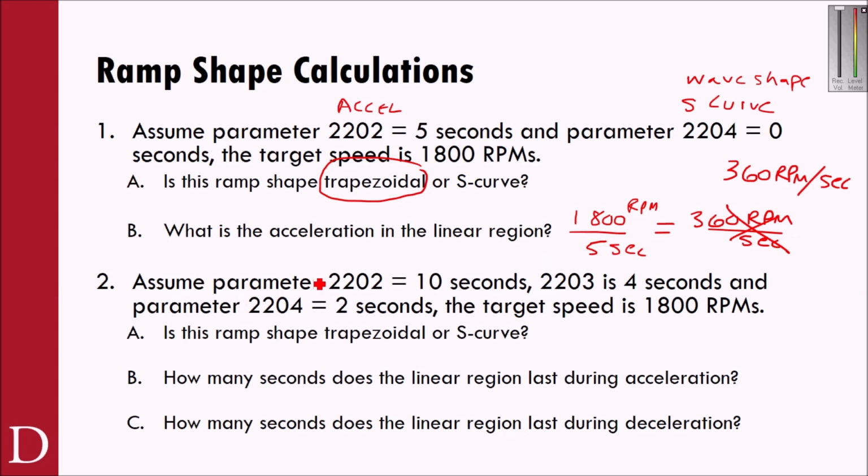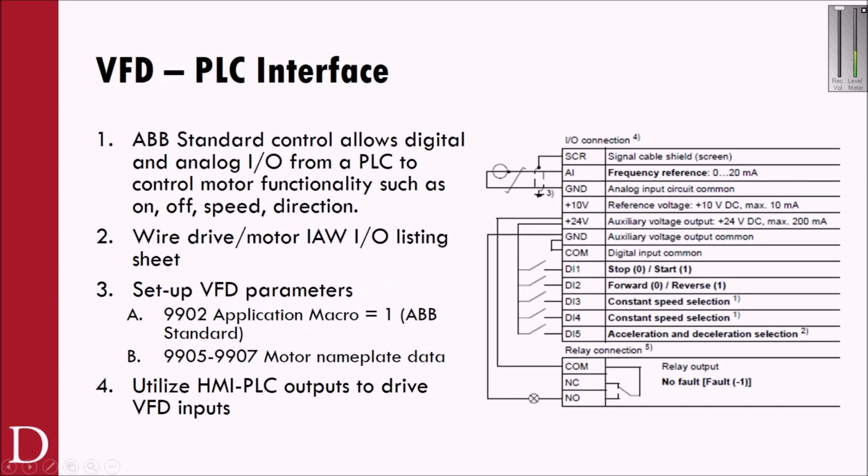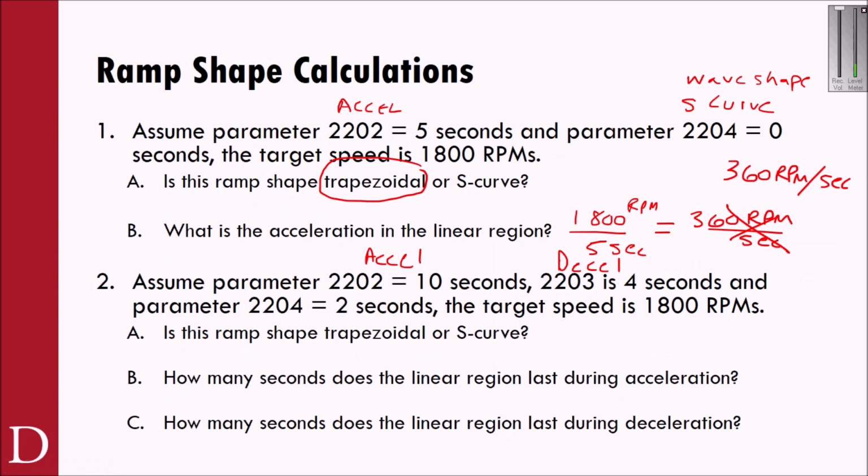All right, assume parameter 2202 is 10 seconds. That's your accel. 2203 is 4 seconds. That's your decel. So this is the accel. Now we've also been given our deceleration as well. I wonder if I've got these. Oh no, I don't have the answers in here. That's fine though. And then I see that 2204 is my S-curve, is 2 seconds.